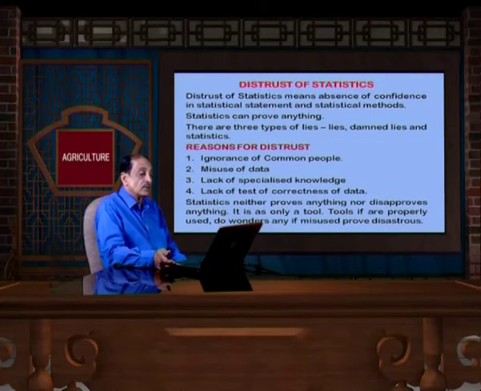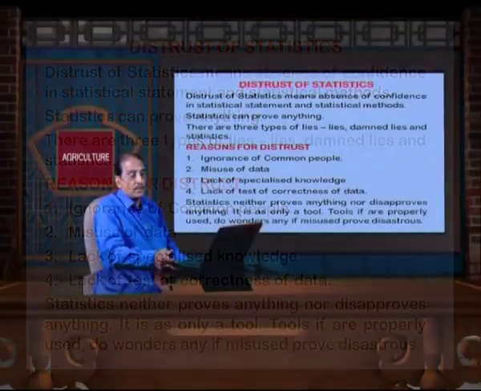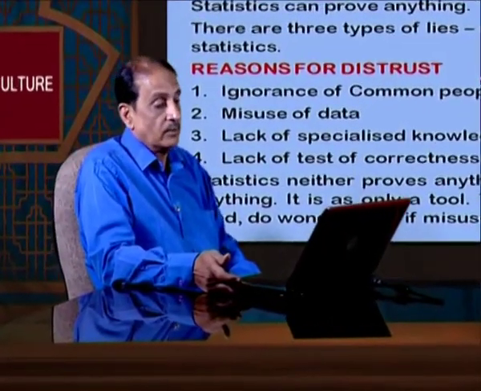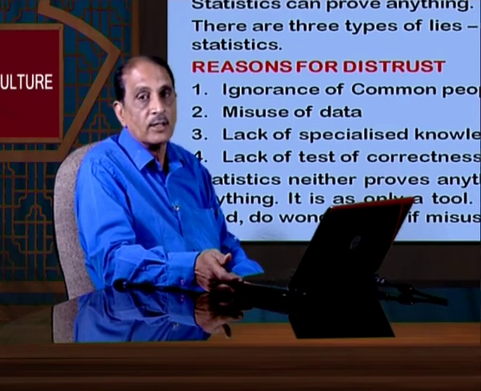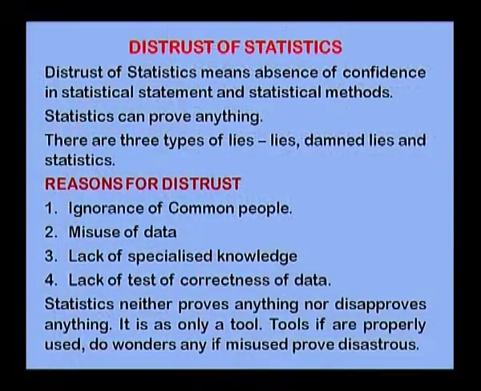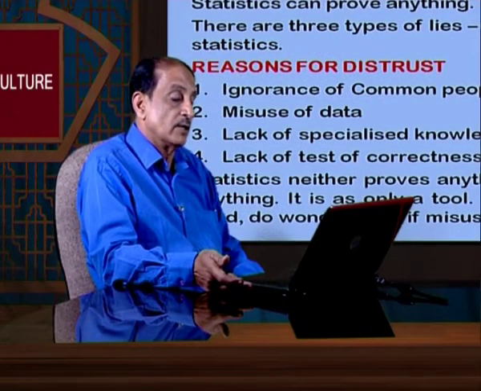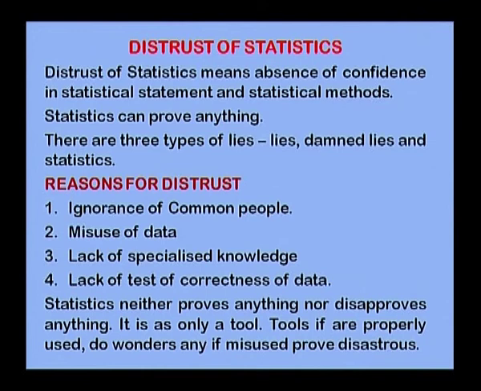Now, there are some reasons which are responsible for the distrust of statistics. The first is ignorance of common people. Common people will use the information as made available to them, and they believe that the information is quite correct. But sometimes the information made available to common people is not 100% correct. In that case, any conclusion they draw on that basis will not be correct. So, we can say in this connection that common people are cheated on that account. And second is misuse of data.